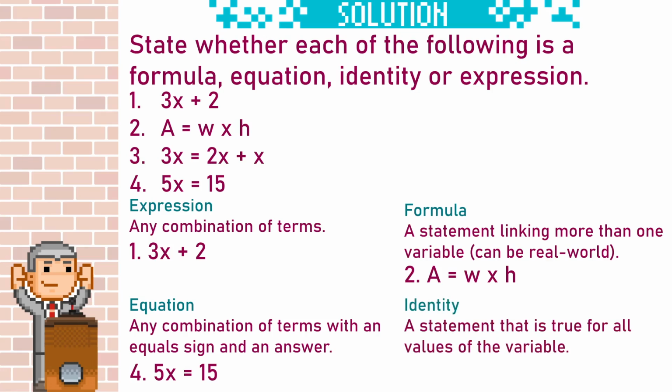Now an identity is the hardest one to spot because it kind of looks like an equation. But it's a statement that is true for all values of the variable. If you look at number 3, it says 3x equals 2x plus x. Now x could equal 1 there, 3 equals 2 plus 1. X could equal 10, 30 equals 20 plus 10. So it's what's known as an identity.